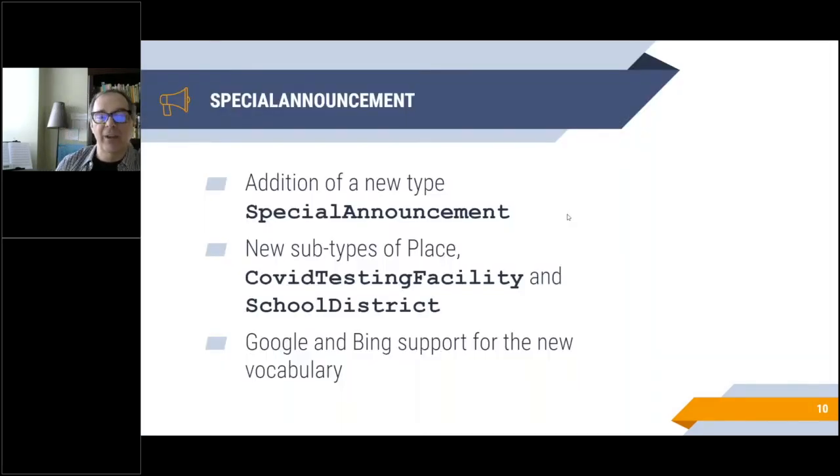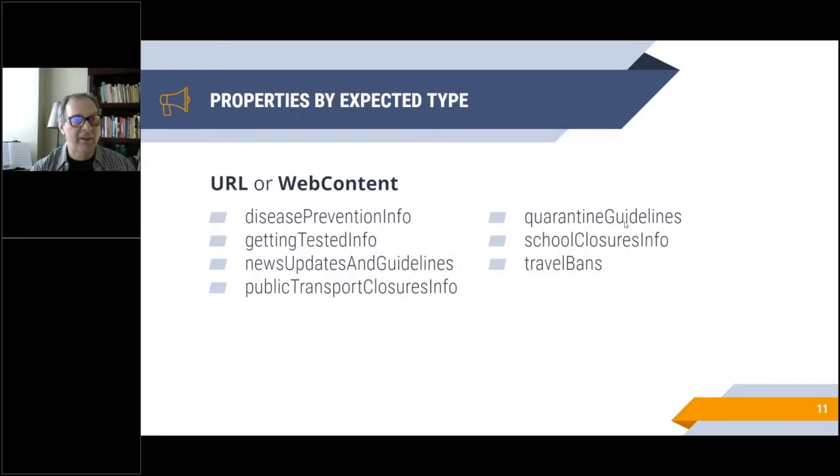What does special announcement consist of? A new type, a subtype of creative work, special announcement. In order to support some of the properties that are added to special announcement, there are new places developed, COVID testing facility and school district. We'll see their use in a moment. And Google and Bing recognize support for the new vocabulary right out of the box. Normally, it often takes search engines some time to say, yes, we like this schema and we're going to start using it. It was virtually simultaneous with the announcement of the schema itself.